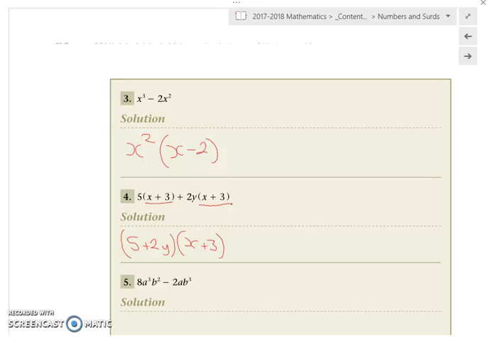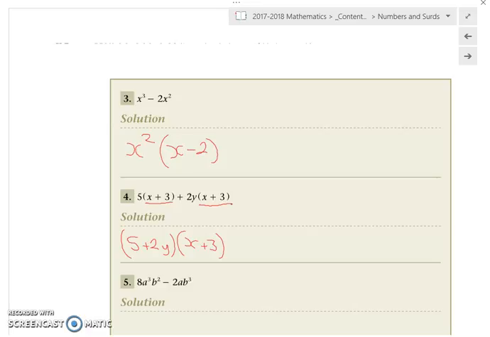Why isn't it x squared? Because we're not multiplying, remember? We are dividing. We are splitting it up. So what we've done is we've factorised it. If we expanded it, at no stage is x multiplying by x. There is no x times x in that question at all. You've got 5 times x, and you've got plus 2y times x, but there is no x times x.